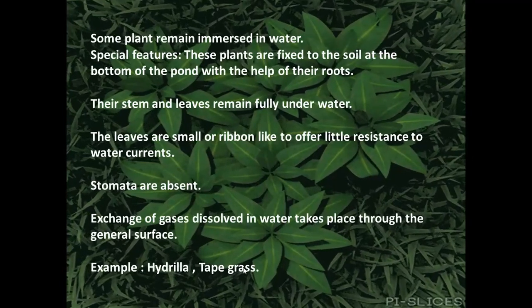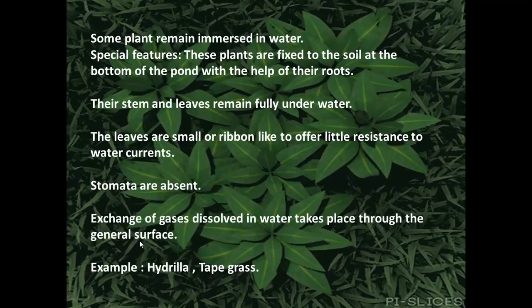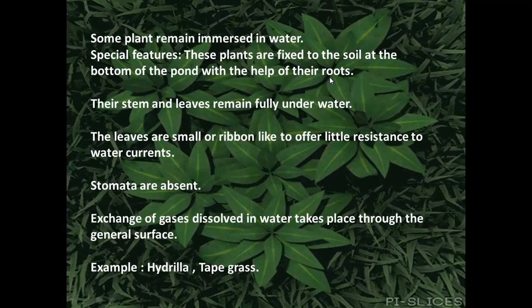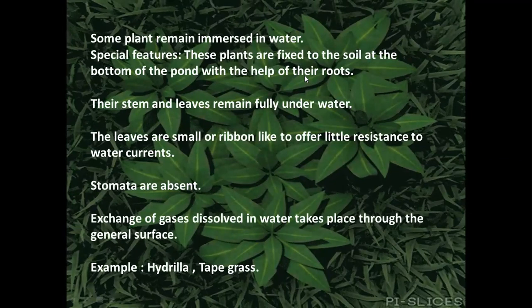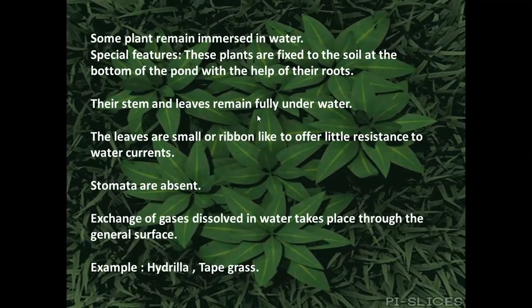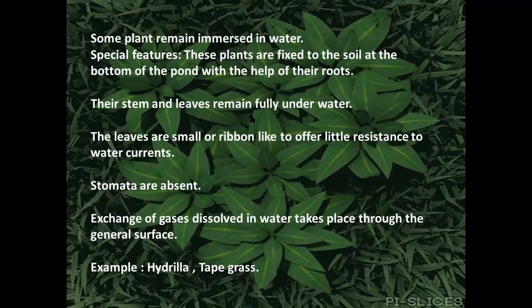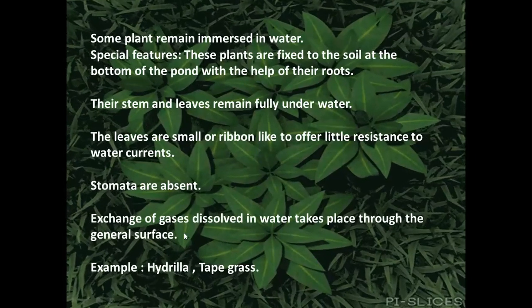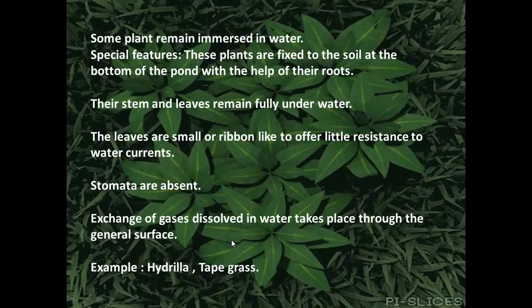Exchanges of gases dissolve in water through the general surface. Understood? What are the special features in such plants? They are fixed in the soil with the help of their roots inside the water, and they are fully inside the water, even their leaves, stems and roots. And their leaves are small, ribbon-like, the stomata are absent, and exchange of gas takes place through the general surface. Examples are hydrilla and grass.